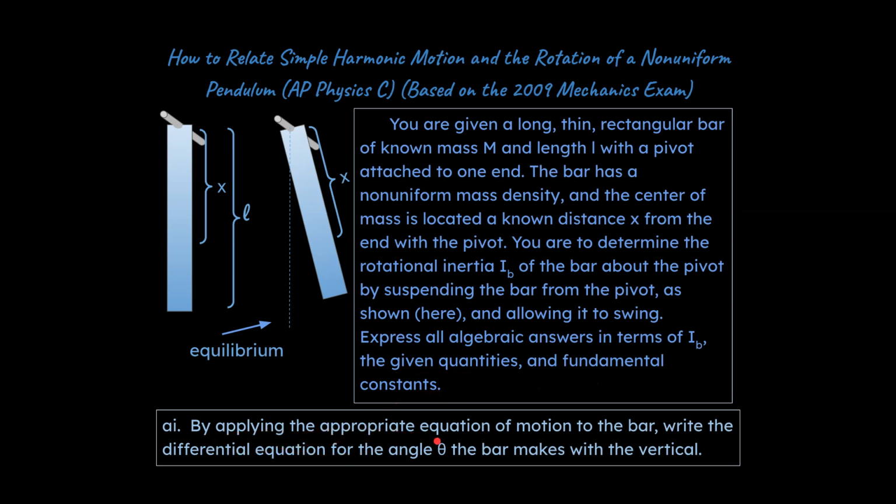Alright, so the very first thing we're asked to do here, this is like the overall information for the problem that we're given. Down below here is the first instruction. It says, by applying the appropriate equation of motion to the bar, write the differential equation for the angle theta the bar makes with the vertical. So at first glance, if you see the term differential equation, some people slightly freak out, I think. Don't worry about it too much. It just means it's an equation with some variable and its derivative in the same equation.